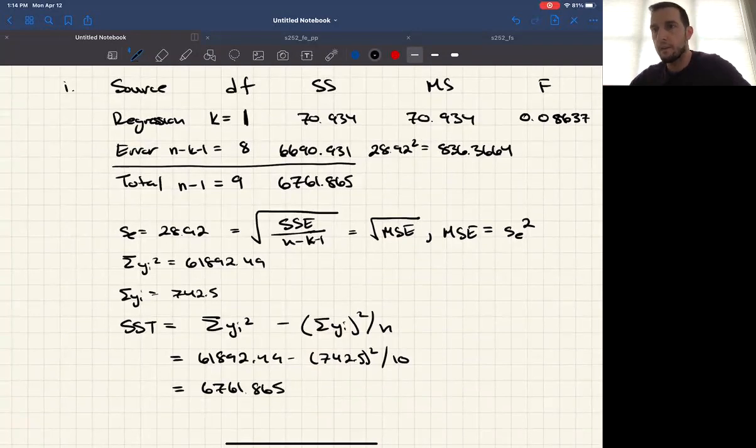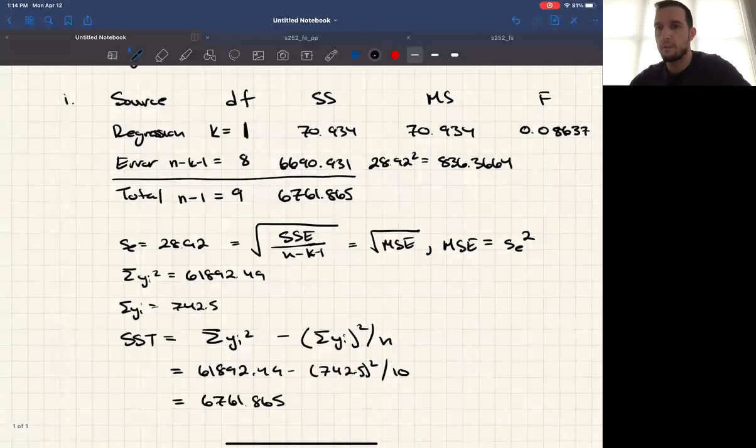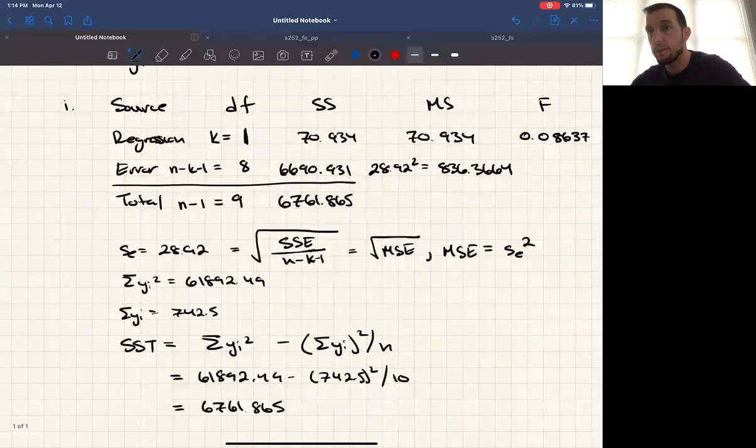Does that make sense to everyone else, how I filled out the table? Any questions about the completion of the table?